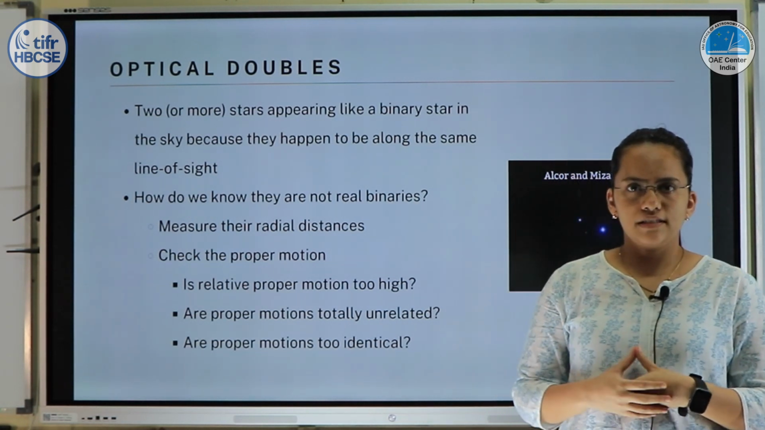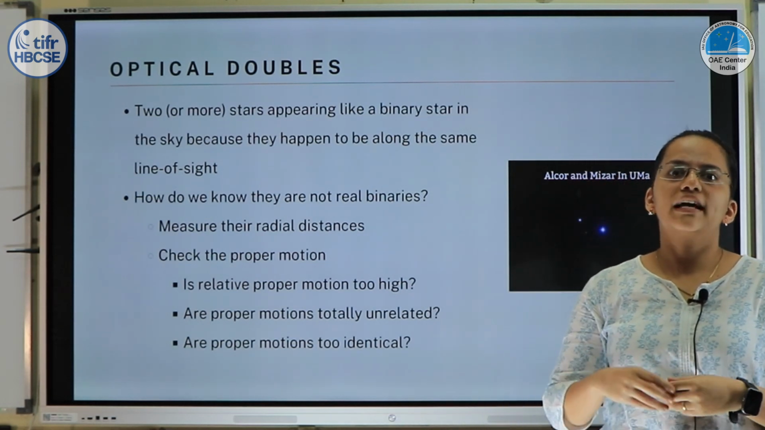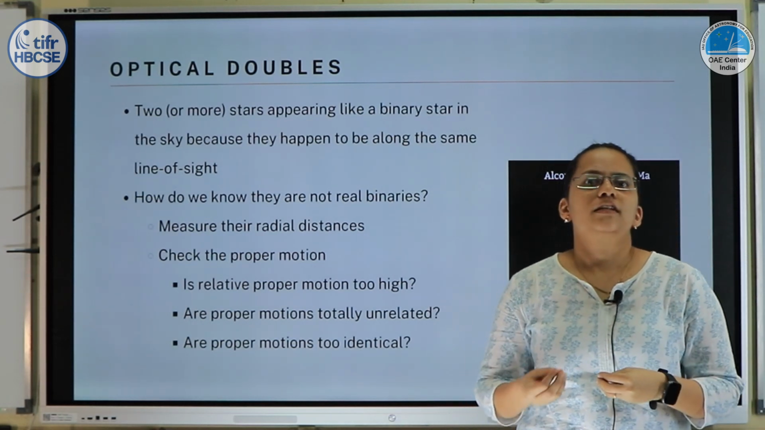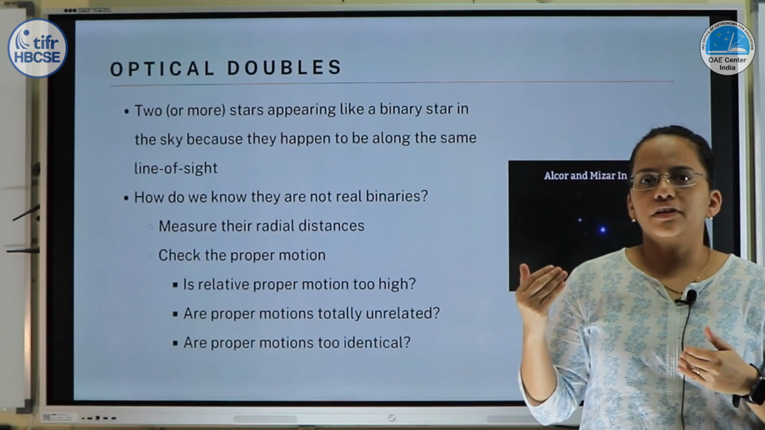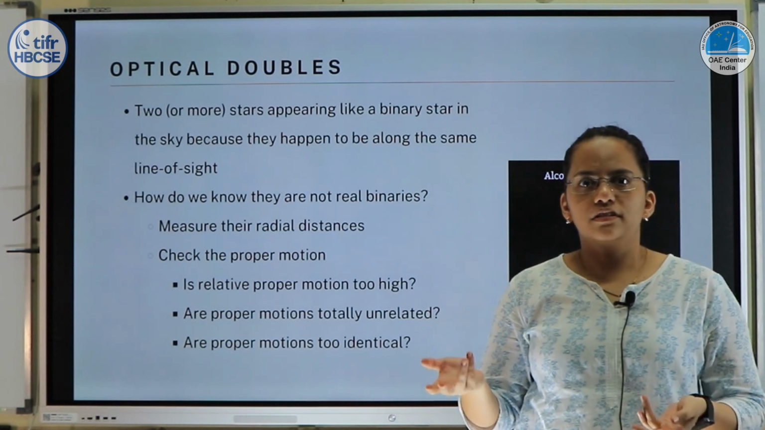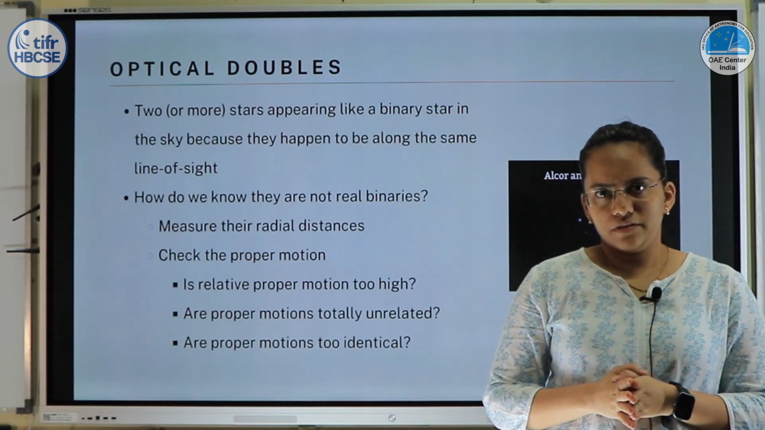So we look for two things. The first thing is that we measure their radial distance. If they are very far away from each other, that is, if the radial distance between them is very large, they are obviously not gravitationally bound, they are out of the gravitational influence of each other and they are not in an orbit around each other.